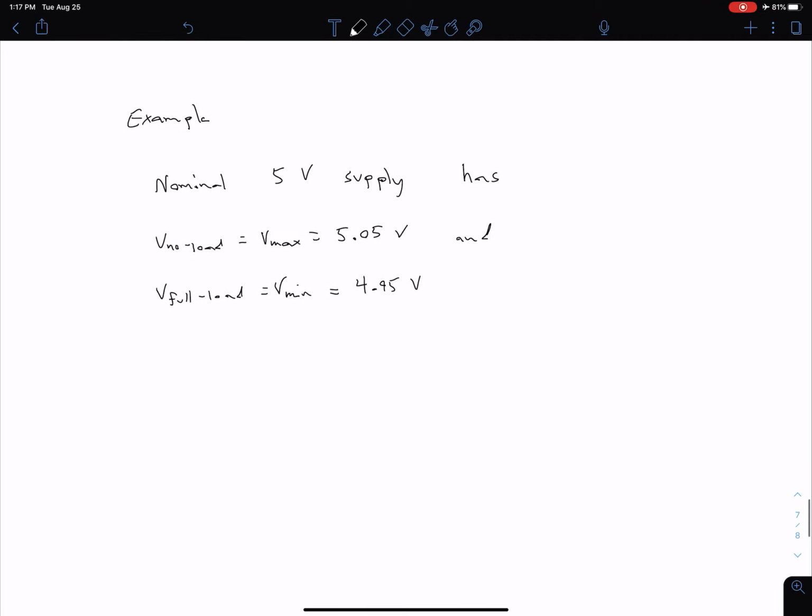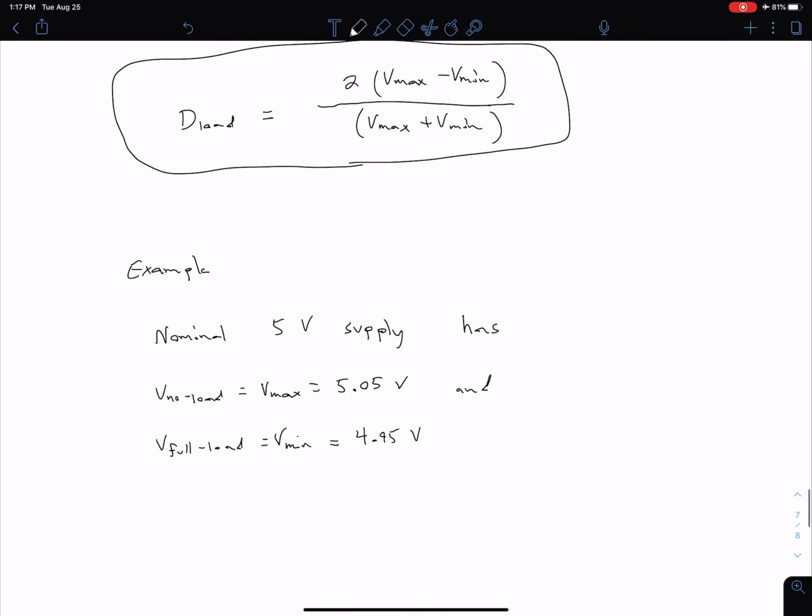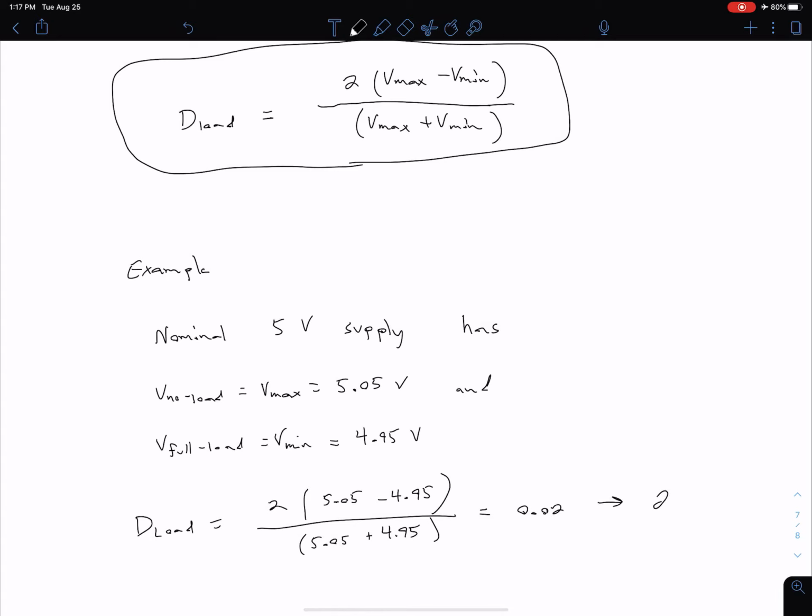And so it's as simple as just plugging into that equation up here. So we're going to try to keep that on the screen. So we just have D load is equal to 2 times our V max, so 5.05 minus 4.95, divided by the sum of the two, 5.05 plus 4.95. Plug that in and we get 0.02, which means we have a 2% load regulation. So typically these D line and D load are expressed in percents.